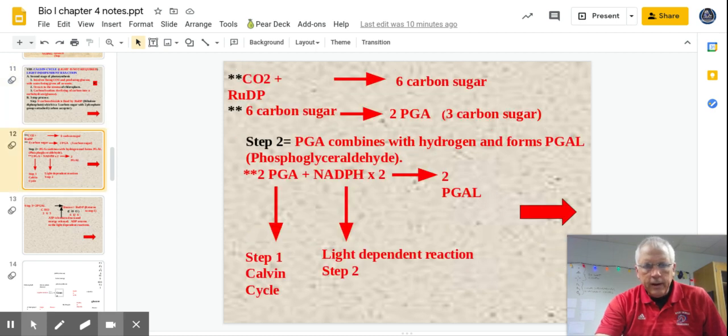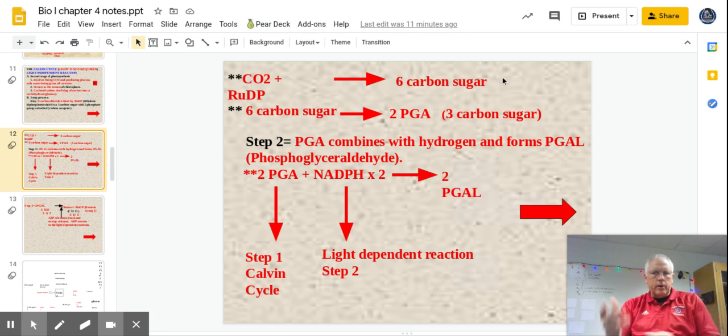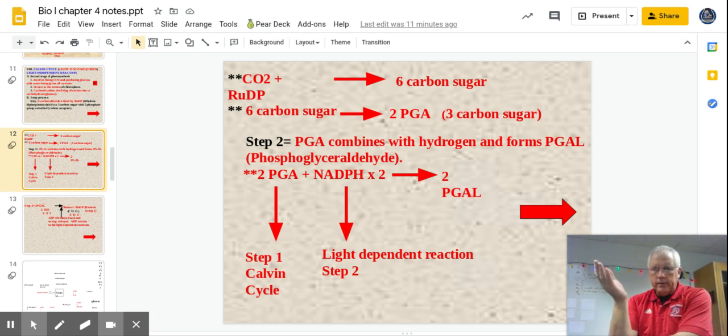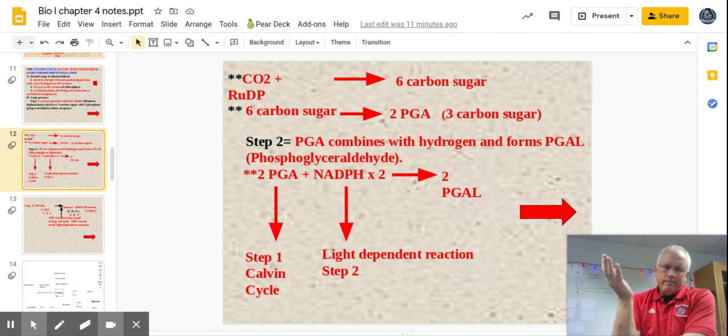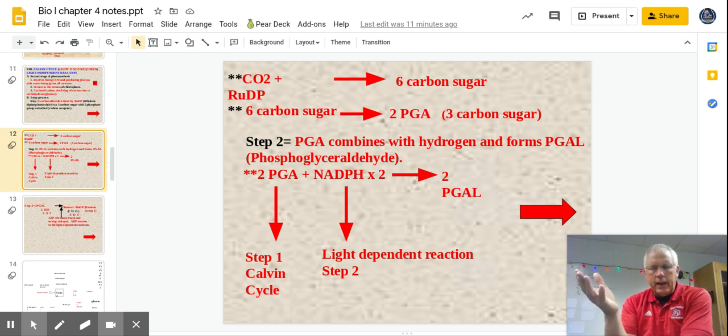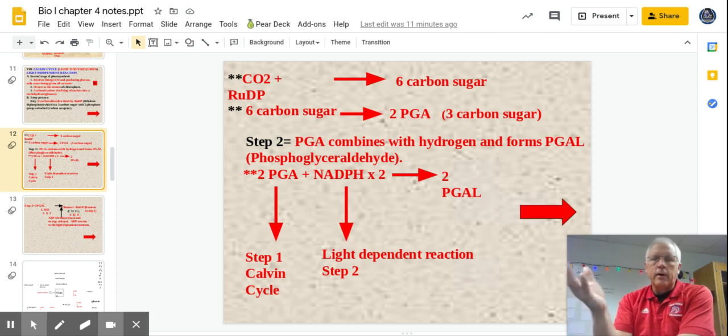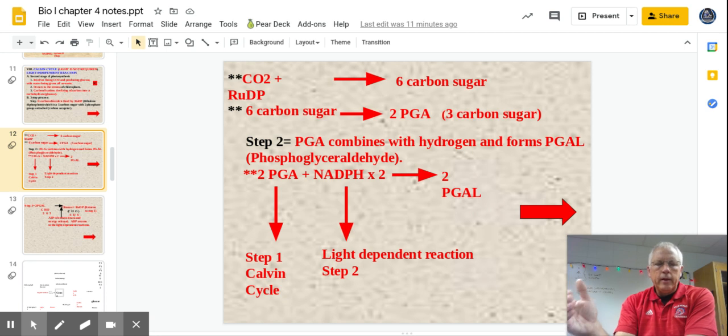So we get there. You can see CO2 plus RUDP. You get a 6-carbon sugar, and people are going to look at that and say, "Isn't that what we're after?" Yeah, it is. The problem is we don't even give this 6-carbon sugar a name because it falls apart. Not good. We don't want to produce something that falls apart. So that's why we have steps 2 and 3. This is not the end of the story. Yeah, it's a 6-carbon sugar, but it's not glucose.